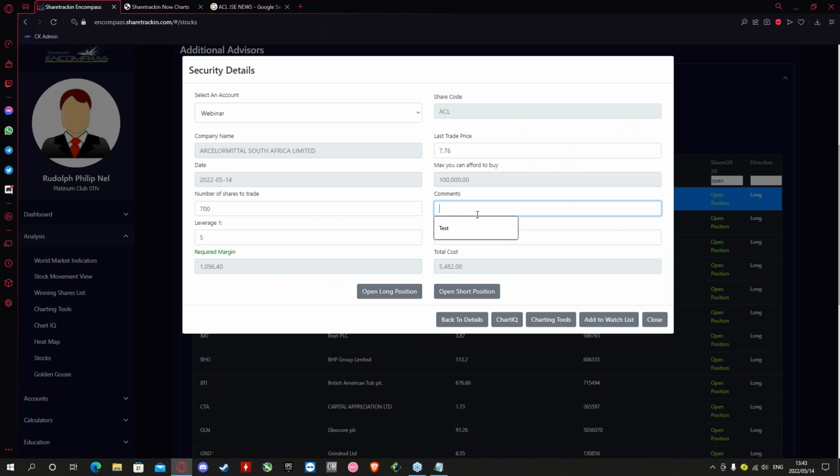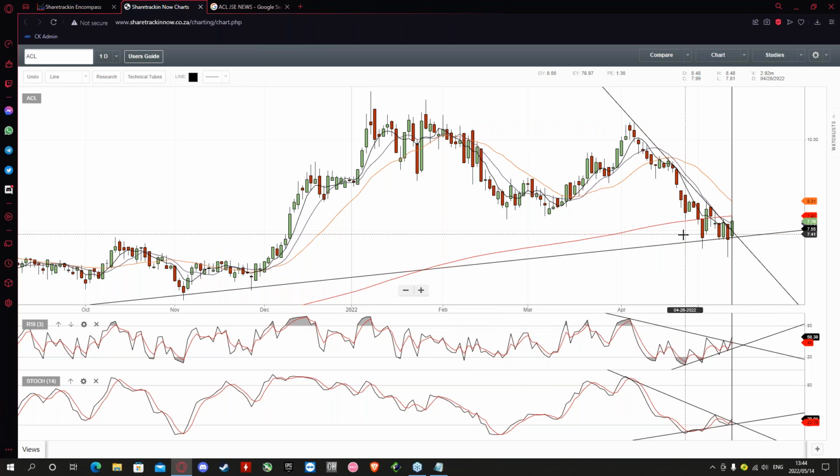Okay, so then you put in your comments. I'm just going to put in test for now, and then you can say either open long or open short. So if the share turned around and broke through this bottom line in a downward direction, that would have been a short instead of a long. Same if your RSI decided, okay, now listen, I'm not going to go through the top line, but I'm going to go through the bottom line. That would be an indication for a short. Same on stochastic. If it breaks through the bottom line, it would be an indication for a short, for a downward direction, so you would be making money in a bearish trend instead of a bullish.